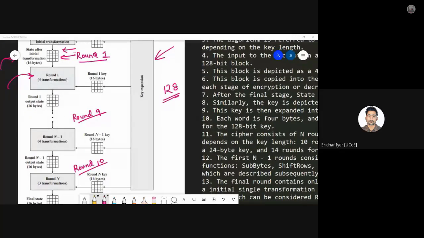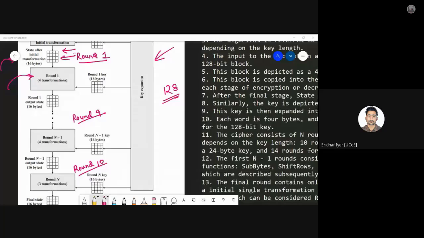Similar kind of a concept is employed over here. Obviously, the internal functioning, internal transformations might be different, but the initial concept is the same only. Fine. Any doubts with this so far?